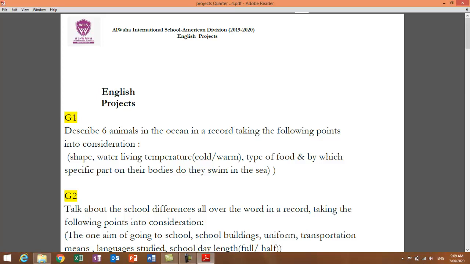You can make an audio, you can make a video, you can make it through the Word document or the PowerPoint presentation. Every student can choose any of these three ways to do his project. Projects and evaluation will be sent through our email address, which is going to be mentioned later at the end of this video.